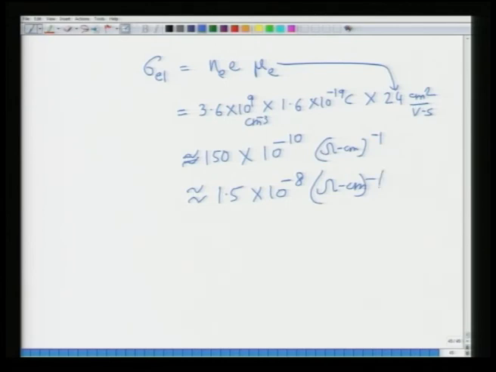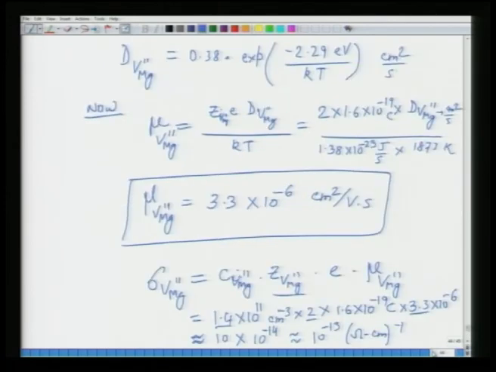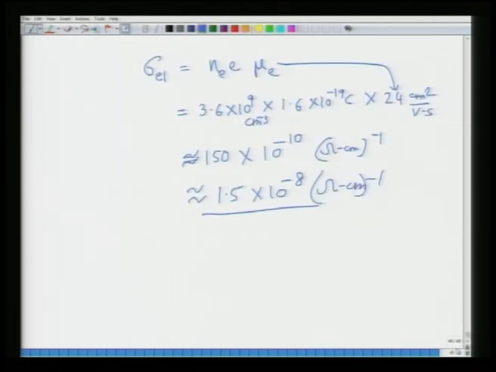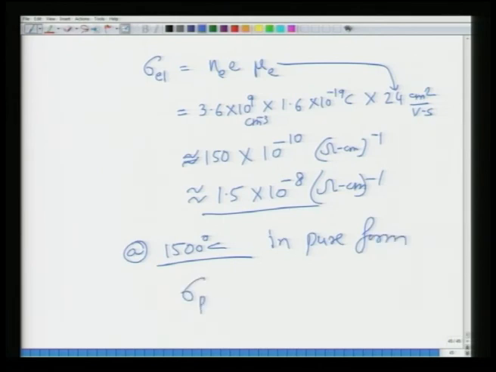So, compare these values. Here you have sigma electronic of 1.5 into 10 to the power minus 8 per ohm centimeter, and an ionic conductivity of 10 to the power minus 13 per ohm centimeter. So, clearly in the pure form at this temperature, at 1500 degree centigrade, sigma electronic is much larger than sigma ionic. This is in the pure form. Now, what happens in the impure form, when we dope MgO with some impurity, intentionally or unintentionally, that is a different issue. What happens, we will see in the next class. Thank you.